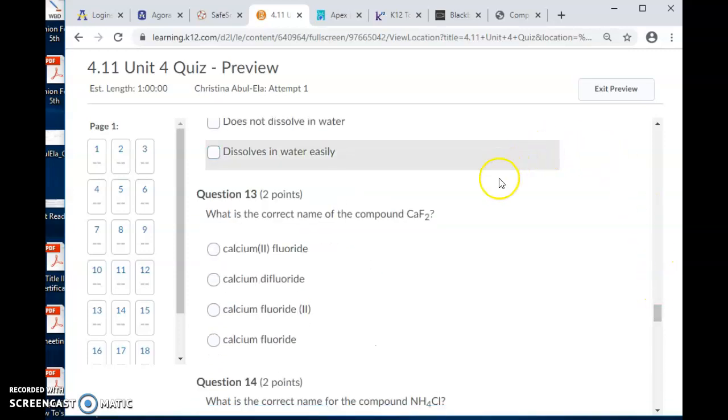Question 13. What is the correct name of the compound CaF2? Is it calcium 2 fluoride, calcium difluoride, calcium fluoride 2, or calcium fluoride?